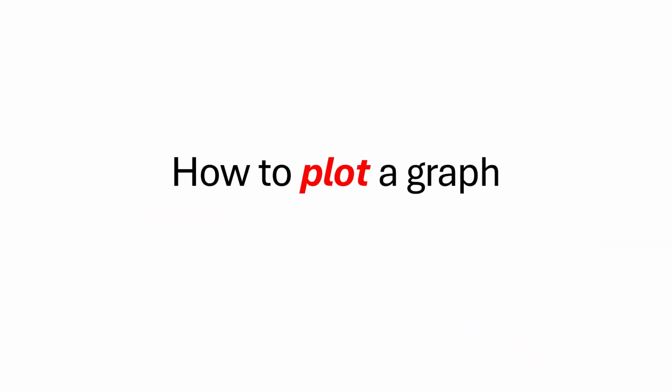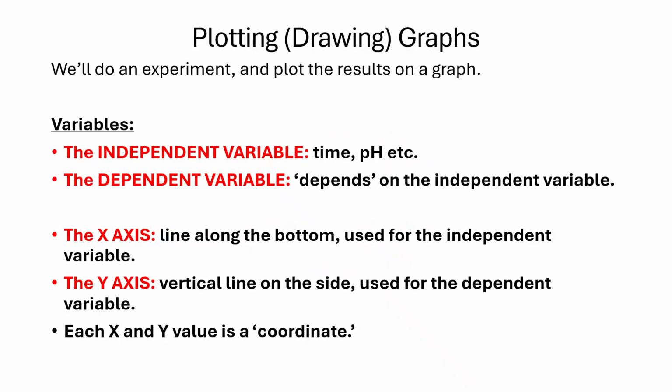Let's learn how to draw a graph, except that in science, of course, we don't say that we draw a graph, we say that we plot a graph, right? So let's learn how to plot a graph. First, a variable is something that you vary, of course. Right, so variables like time, temperature, reaction rate, those are examples of variables.